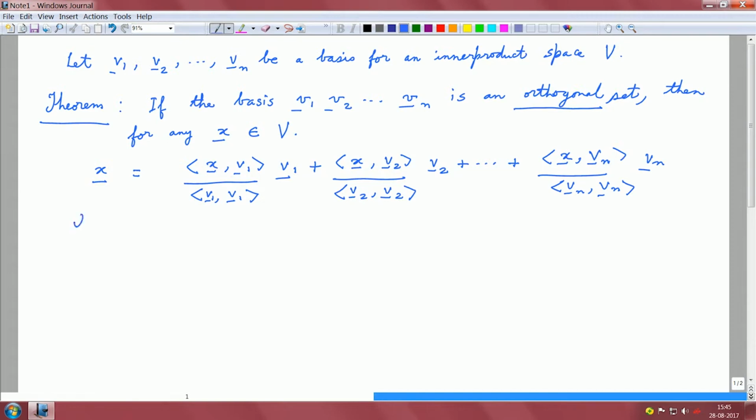And if V1, V2 so on till Vn are orthonormal, that is their norm is 1. So, this inner product essentially is the square of the length, and the length is 1, square of the length is 1. So, therefore, all of this is 1. So, basically you can write x in a simple form.